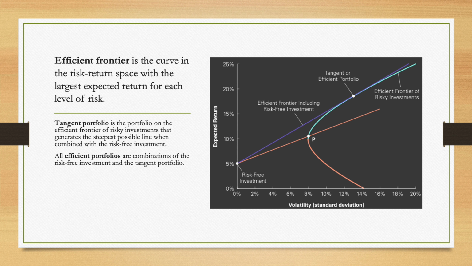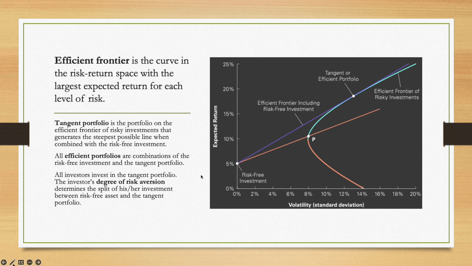All efficient portfolios are a combination of the risk-free investment and the tangent portfolio. The part of the efficient frontier to the left of the tangent point corresponds to portfolios investing in both the risk-free investment and the tangent portfolio. And the part of the efficient frontier to the right of the tangent point corresponds to the portfolio consisting of a short position in the risk-free investment and the tangent portfolio, meaning to borrow at the risk-free interest rate and invest the borrowed money in the tangent portfolio.